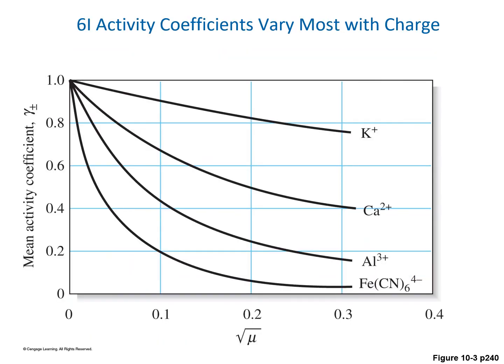Again, the radius has a small effect on the activity coefficient compared to the ionic strength. The larger the charge, the farther activity coefficient is from 1, and the faster it's impacted by ionic strength. So you see the -4 charge on ferricyanide going down very quickly with very low ionic strength, whereas the potassium goes down at a steady rate, even at very high ionic strength.